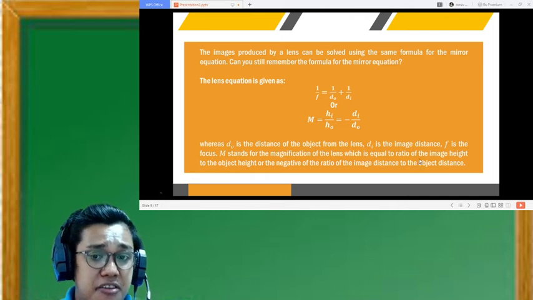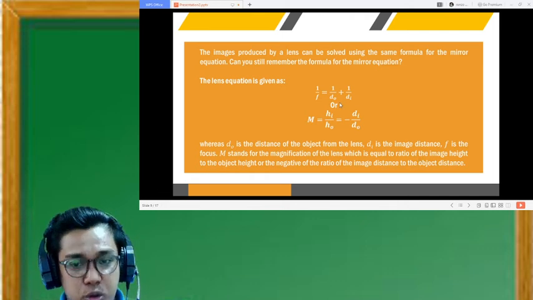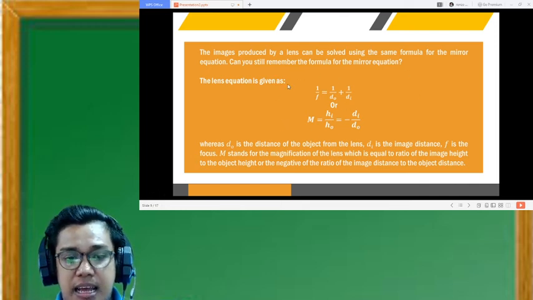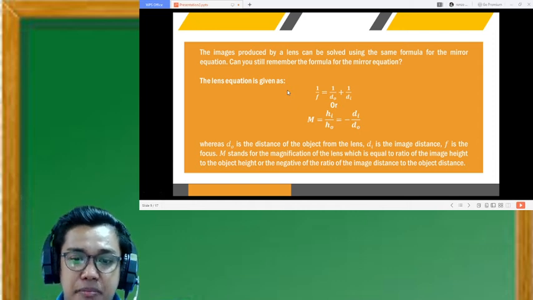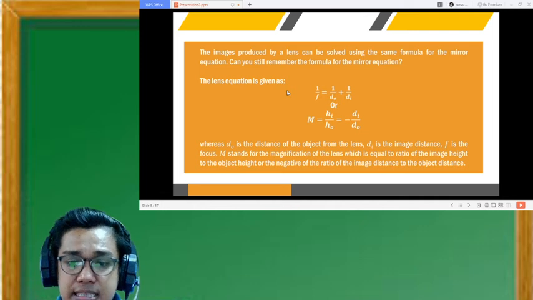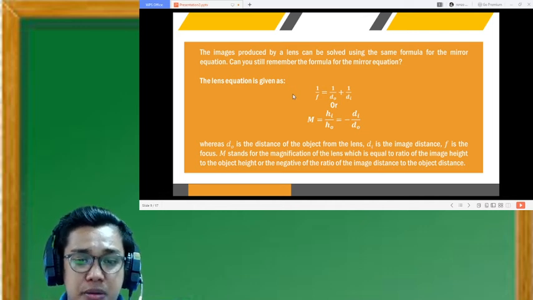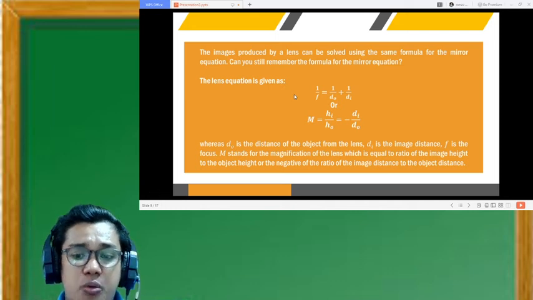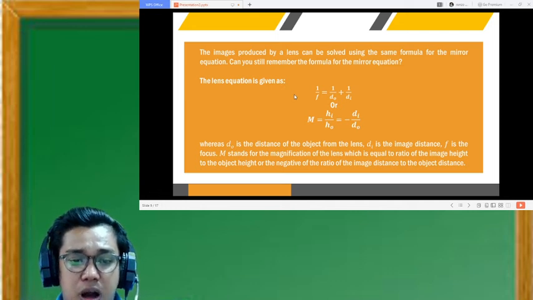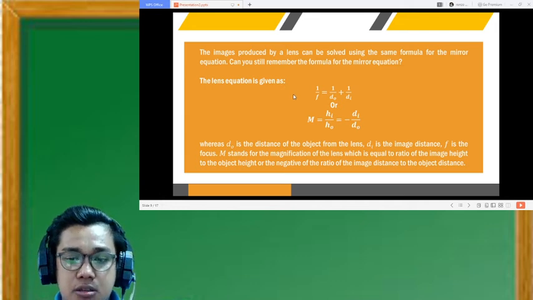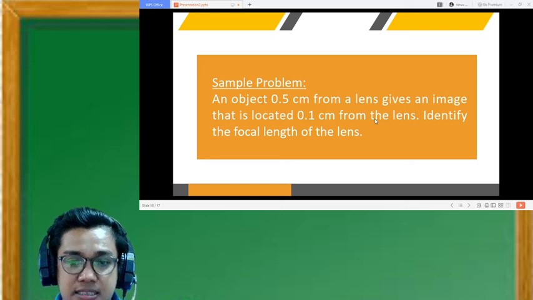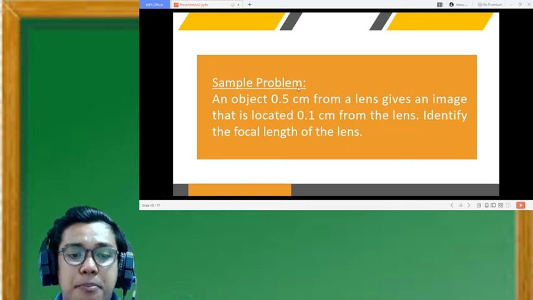So, the image produced by the lens can be solved using the same formula as the mirror equation. Can you still remember the formula for the mirror equation? So, ito po yun. Okay? Kung natatandaan natin, where d sub o is the distance of the object from the lens, d sub i is the image distance, f is the focal length, m stands for the magnification of the lens, which is equal to the ratio of the image height to the object height, or the negative of the ratio of the image distance to the object distance.